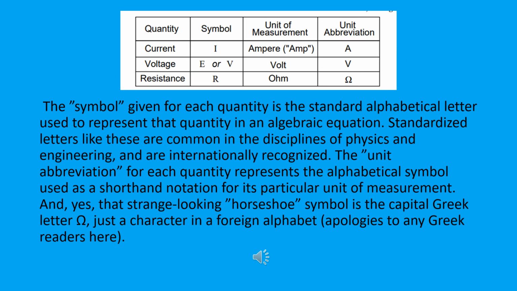The symbol given for each quantity is the standard alphabetical letter used to represent that quantity in an algebraic equation. Standardized letters like these are common in the disciplines of physics and engineering, and are internationally recognized. The unit abbreviation for each quantity represents the alphabetical symbol used as a shorthand notation for its particular unit of measurement. And, yes, that strange-looking horseshoe symbol is the capital Greek letter omega, just a character in a foreign alphabet. Apologies to any Greek readers here.